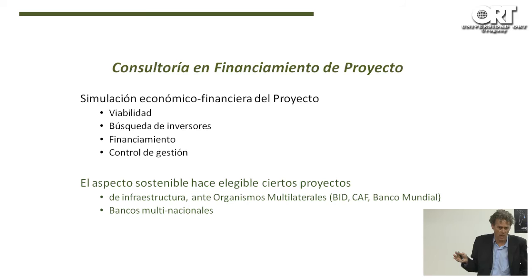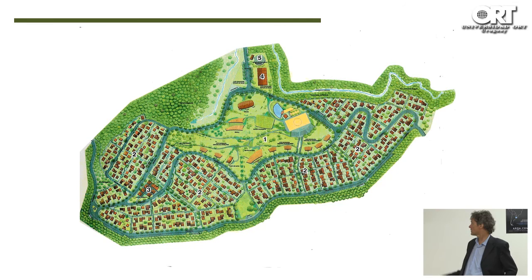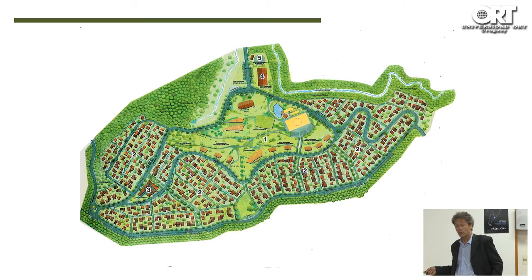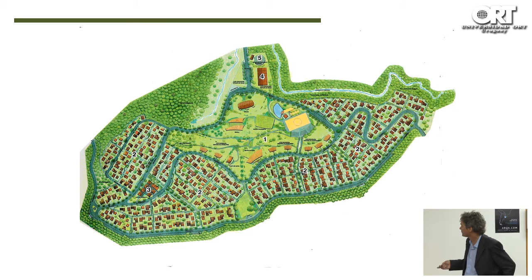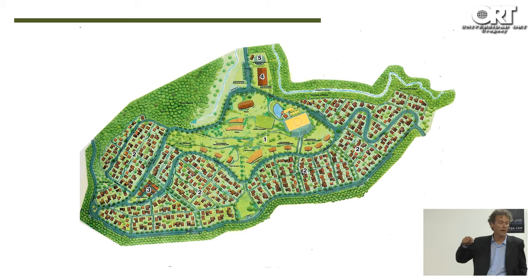And of course, in bigger planning schemes, and in houses as well but less, the financial part comes in. As I said, this is an urban plan for low-income housing in a city in the interior of the state of Rio in Brazil. What has been developed by the low-income families.